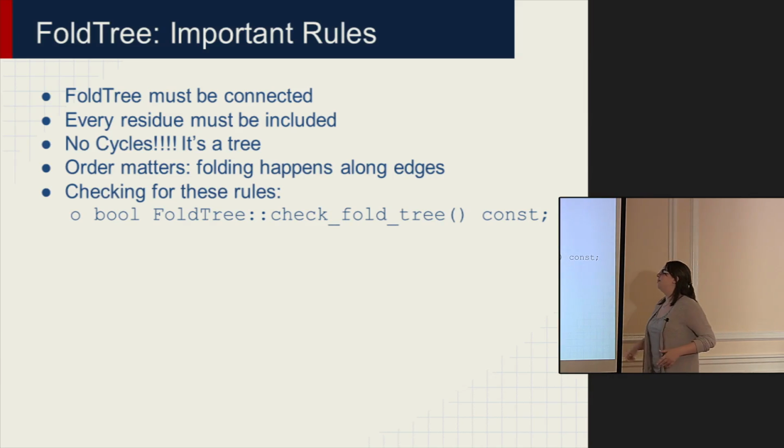And then finally, a really important method to check for these rules is check FoldTree. This will return false if anything is going amiss in your FoldTree. If you've broken any of these rules, or sometimes there are little things about the order that you add your edges. So it's a really important method before you do anything to make sure that you're doing things right.